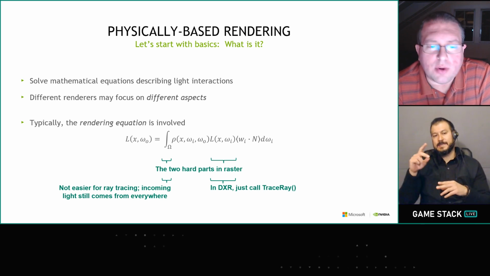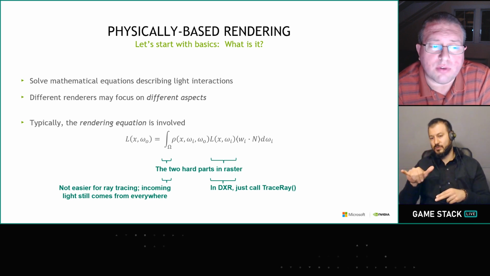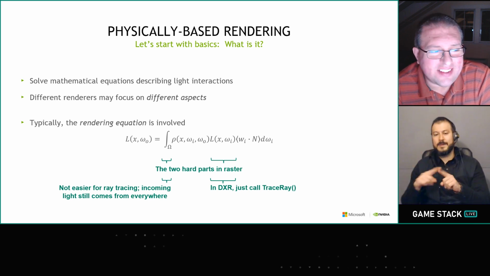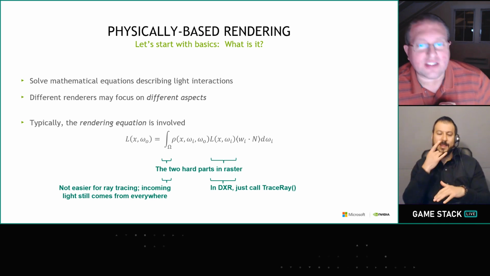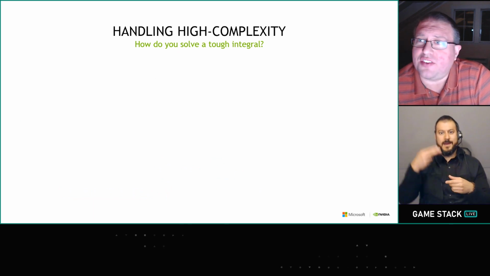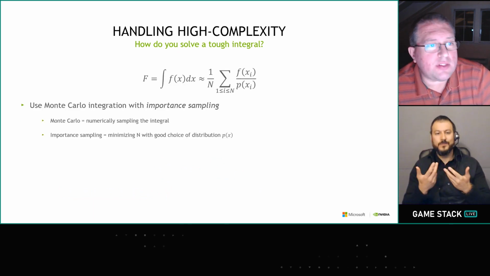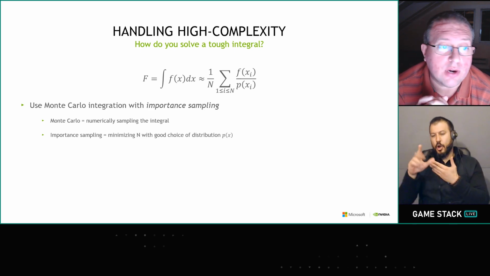In DXR and other ray tracing APIs, it's simple to just call trace ray to compute the light in any arbitrary direction. However, it doesn't actually make the integration any easier. You still need to integrate the light coming from the entire hemisphere. So how do you handle these sort of high complexity and tough integrals? Well, typically you do something like Monte Carlo integration to numerically sample your integral.